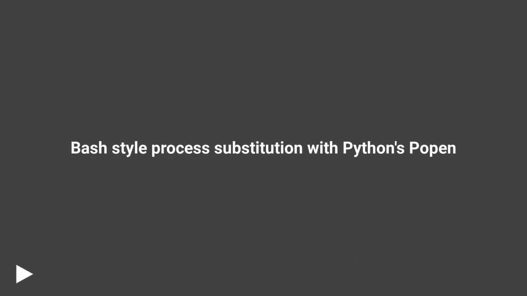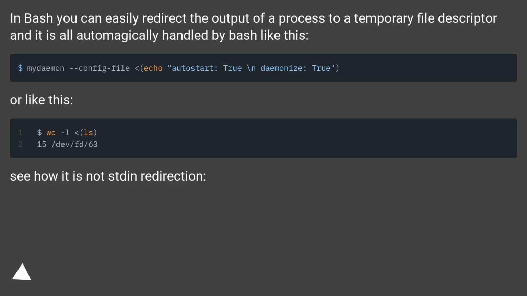Bash style process substitution with Python's Popen. In Bash you can easily redirect the output of a process to a temporary file descriptor, and it is all automatically handled by Bash like this. Or like this. See how it is not string redirection.